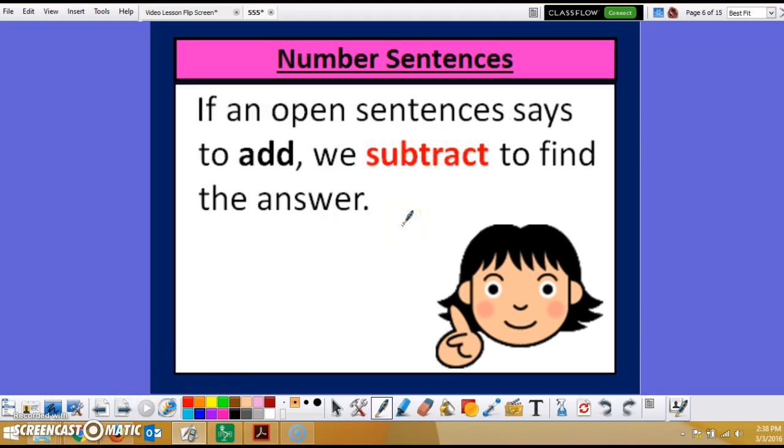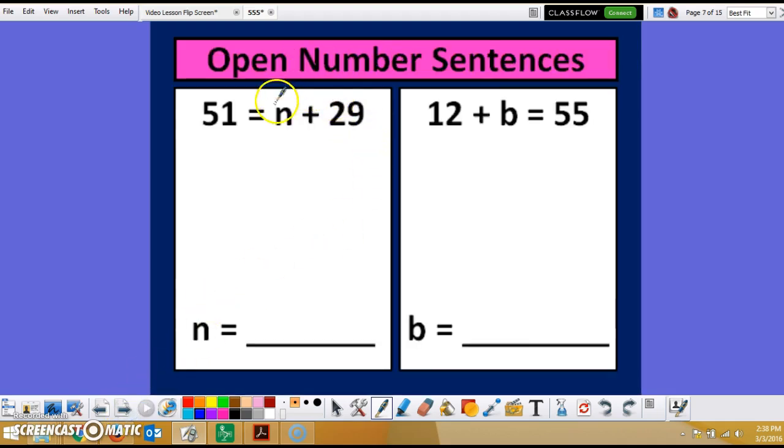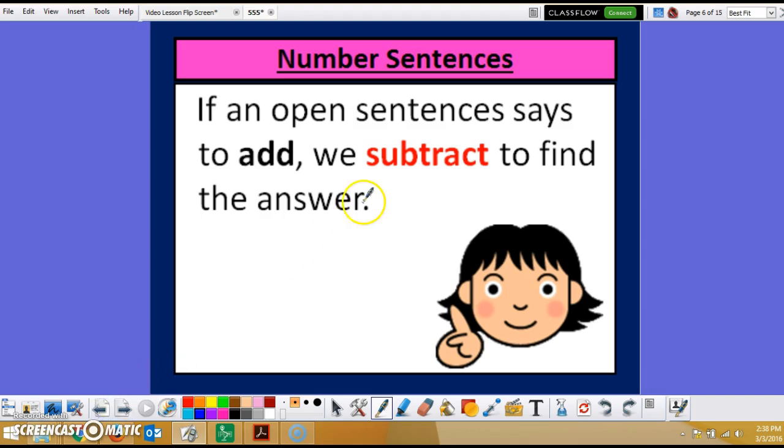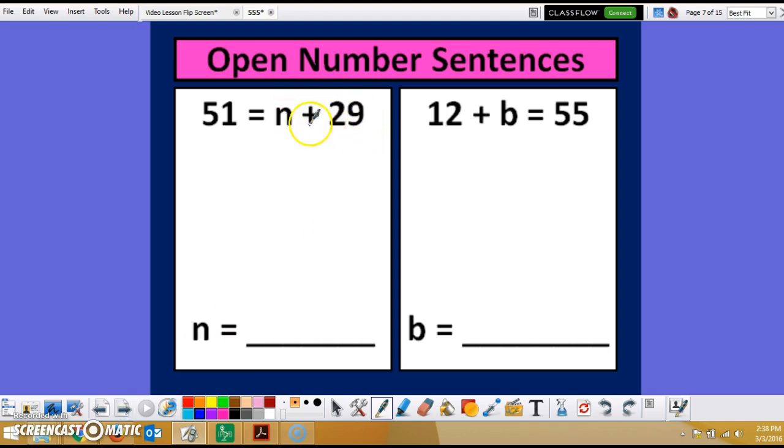If an open sentence says to add, we always subtract to find the answer. Here's what I'm talking about. The open part of the equation is in an addition problem, 29 plus n, or 12 plus b. But then they give us the answer. In our first example, we're trying to solve for n. So in this case, we go back to our rule. We need to take the information we know and do the opposite, which in this case, instead of add, means take 51 and subtract 29 from it to get your answer. In order to subtract, you get the answer 22.